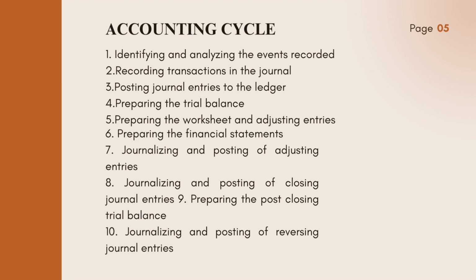So these are the accounting cycle. These are the 10 steps of the accounting cycle. First is identifying and analyzing the events recorded. 2. Recording transactions in the journal. 3. Posting journal entries to the ledger. 4. Preparing the trial balance. 5. Preparing the worksheet and adjusting entries.